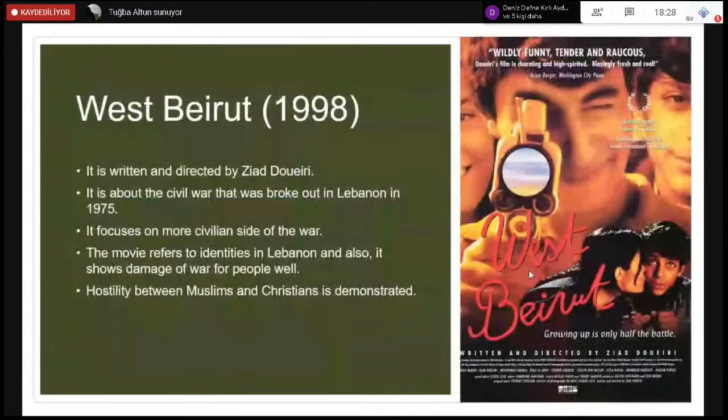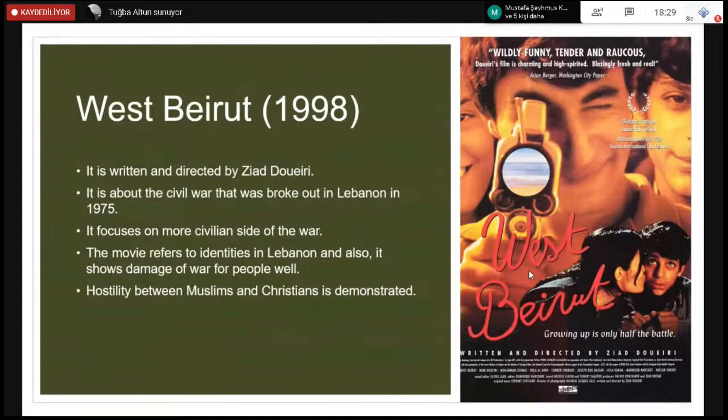And when we talk about the West Beirut movie, it is written and directed by Ziad Doueiri. It is about the civil war that broke out in Lebanon in 1975. It focused on the more civilian side of the war. The movie refers to identities in Lebanon, and also shows the damage of war for people. And hostility between Muslims and Christians is demonstrated. The main characters are Tariq and his family, Hala and Riyad. Also friends of Tariq, May and Ömer.